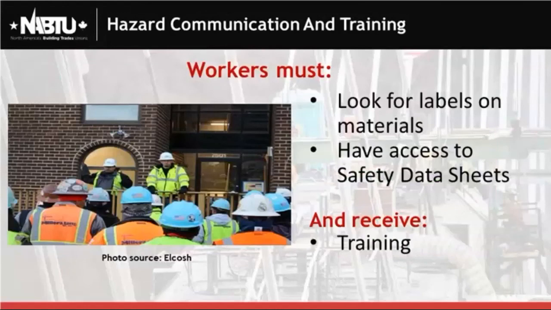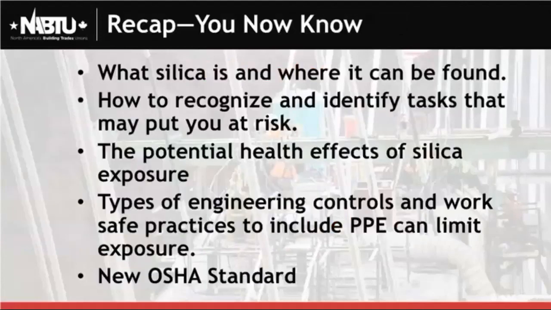So workers must look for labels. What you should do on a job site is look for the labels on the bill of materials to see what it contains. If it contains silica, then you should have access to the safety data sheets for that material. Okay, because it raises a flag if it contains silica, especially in tasks like cutting, grinding, and drilling. Those are really big and important. You must have training on every operation you're dealing with and on new equipment on a job site, so that you know how to better protect yourself.